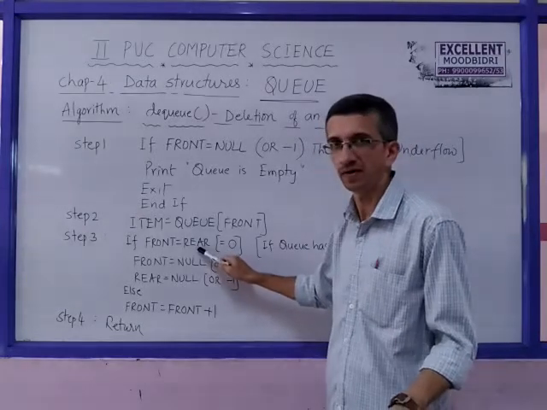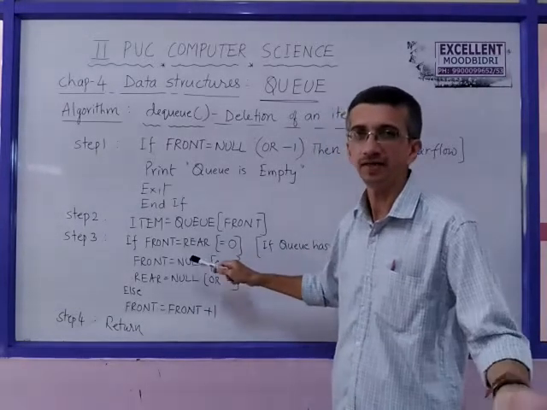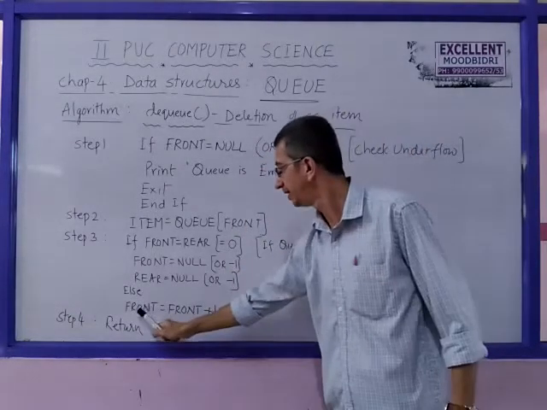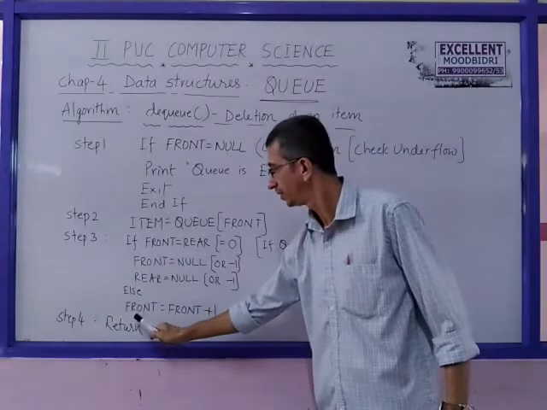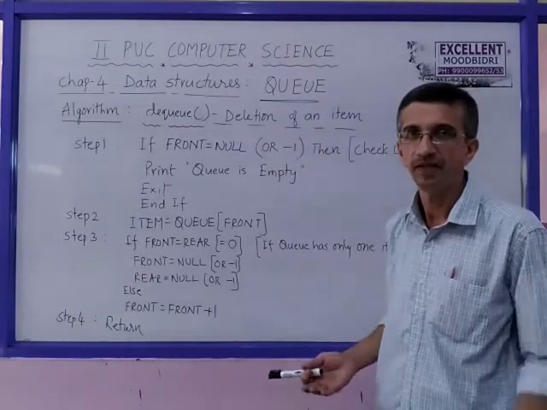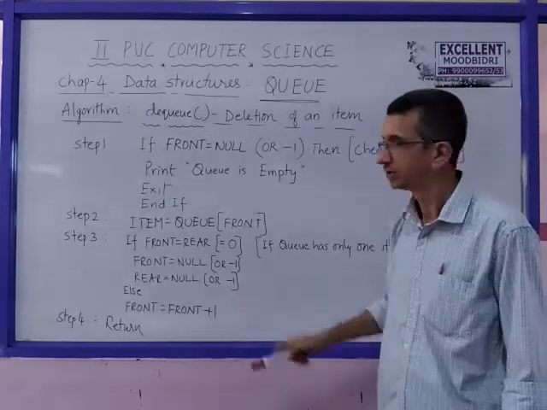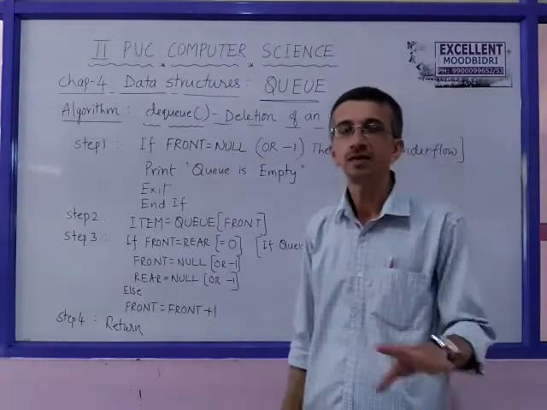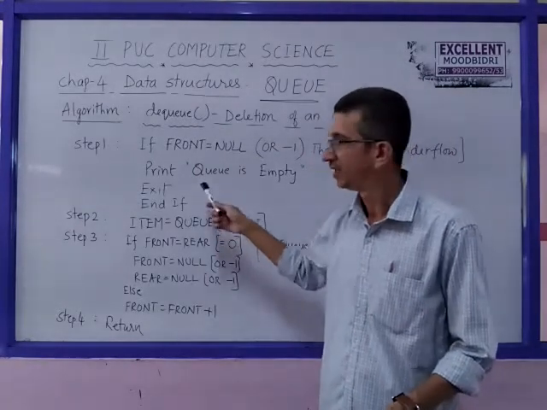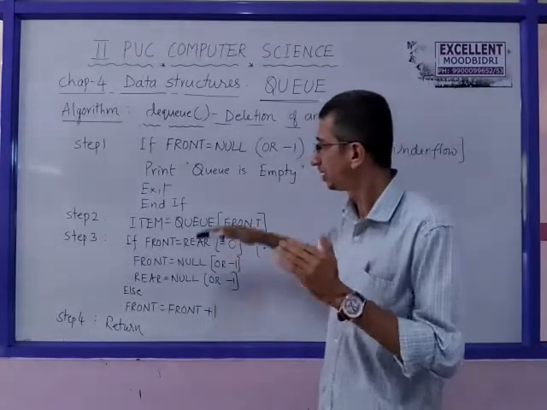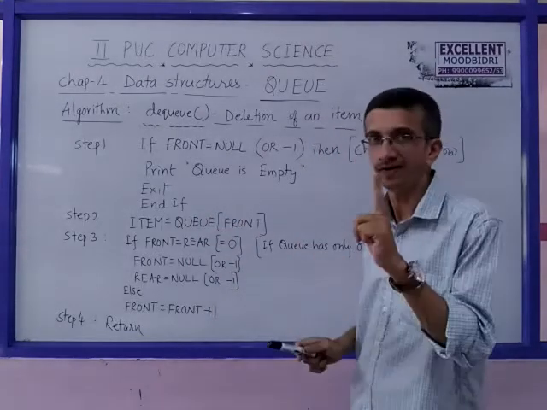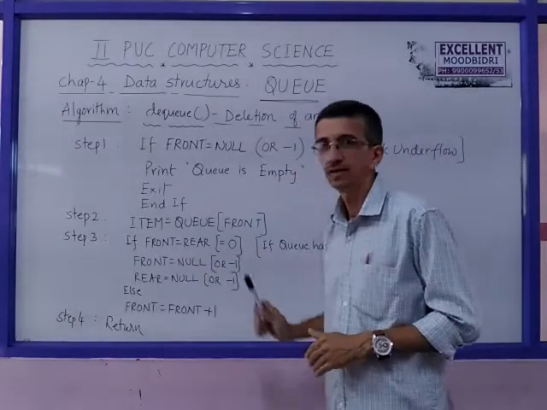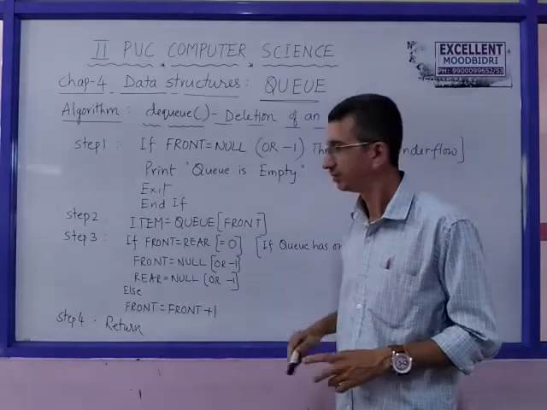If it is false, that means there are many items, not a single item, but not empty either. Then you can increment the front as usual. Else, front is equal to front plus 1. Increment the front to delete that item. So the total algorithm of deletion is: first check whether the queue is empty. If yes, you cannot delete, so exit. If not, two cases are taken. The queue can have only one item, which is a special case. In that, you make both front and rear null or minus 1, right?